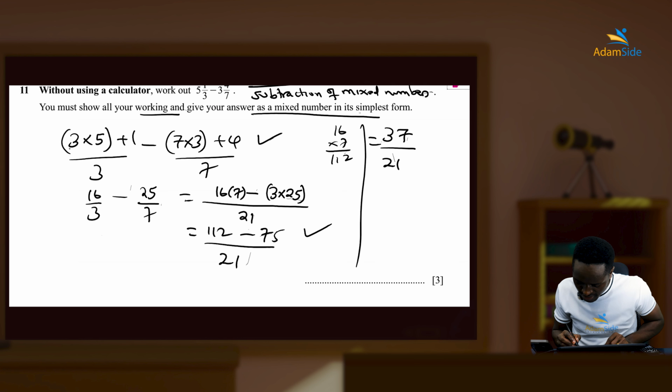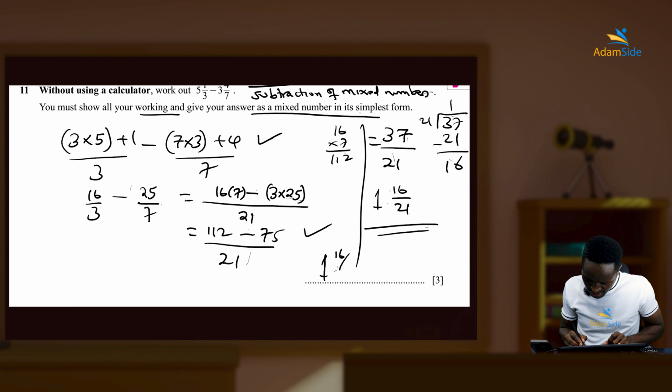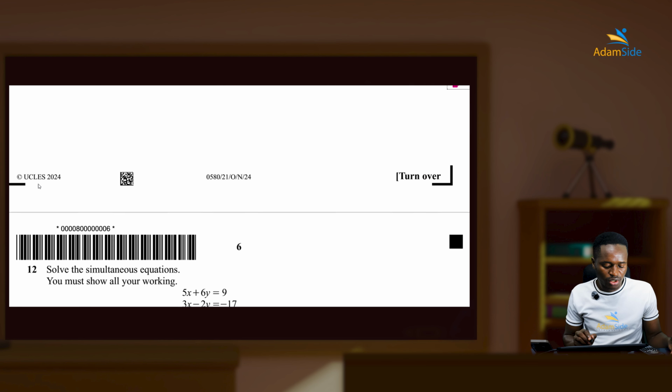And then divide. If you do that, it means one whole number. 37 divided by 21, that means 21 goes one time, then 37 minus 21 is 16. So it's one whole number, 16 over 21. This becomes your answer. So your answer is one whole number, 16 over 21. That becomes your answer. Correct.